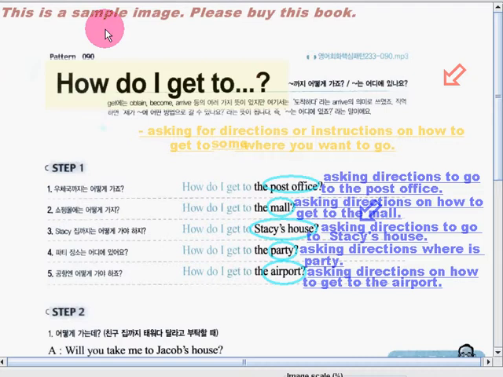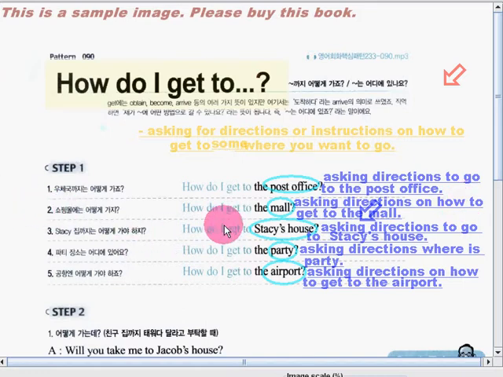Okay, so now let's start discussing the sample sentences so that you can understand it better. Let's start with number 1. How do I get to the post office? Here, you're asking for directions on how to go to the post office. Of course, you're asking because you don't know how to.